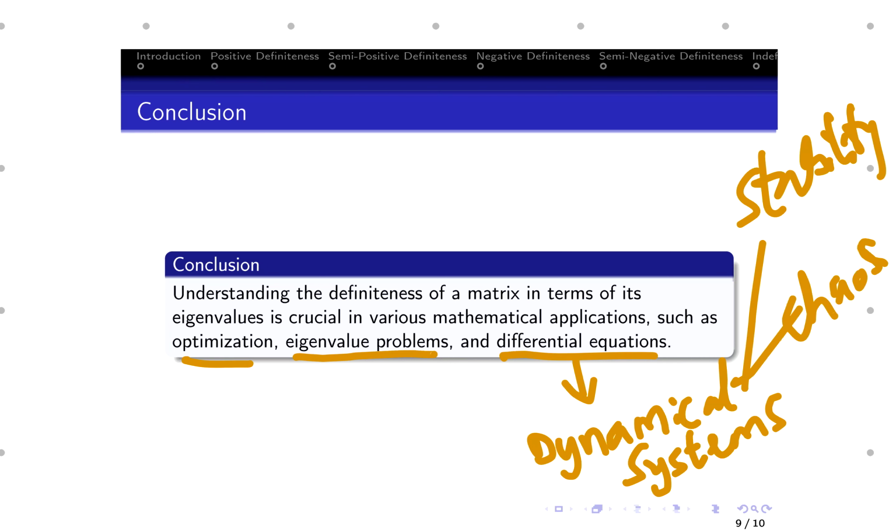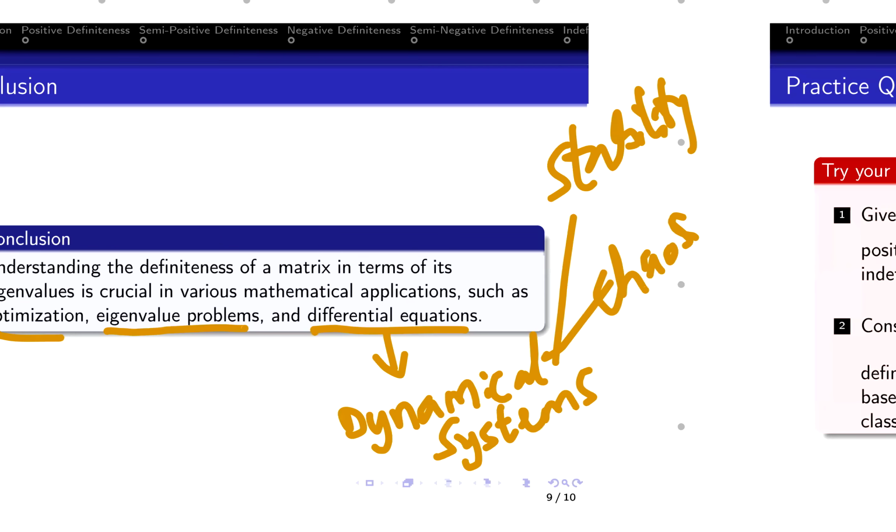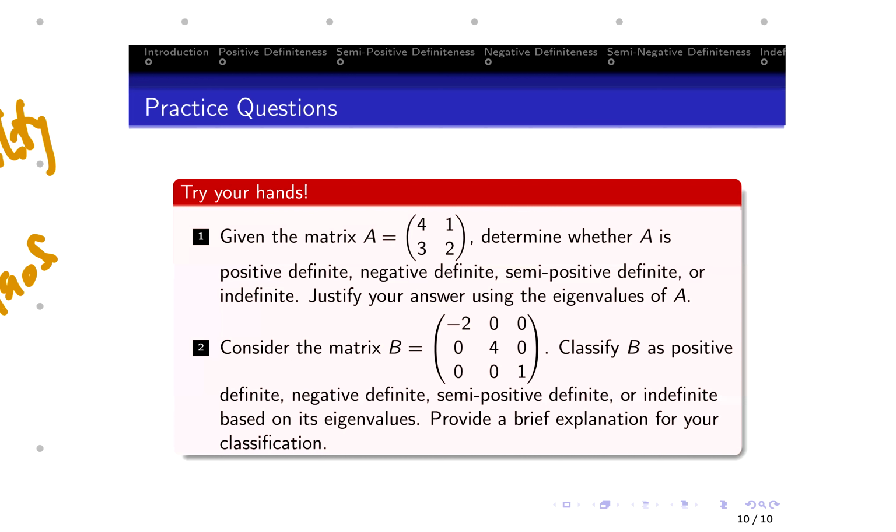So as usual, I have some practice questions for you, so you can try your hands on this. Given the matrix A = [4, 1; 3, 2], determine whether A is positive definite, negative definite, semi-positive definite, or indefinite. Justify your answer using the eigenvalues of A.